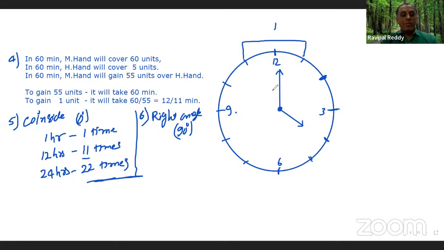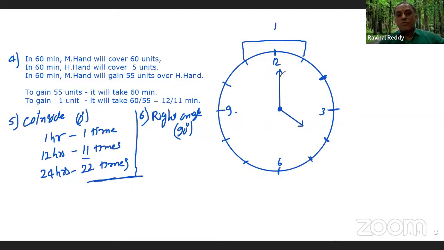means how many units of gap? If the gap between minutes hand and hours hand is 15 units, then it will be a right angle. But at 4 o'clock, how many units of gap is there? 20 units gap.